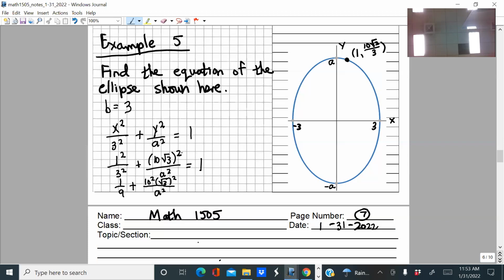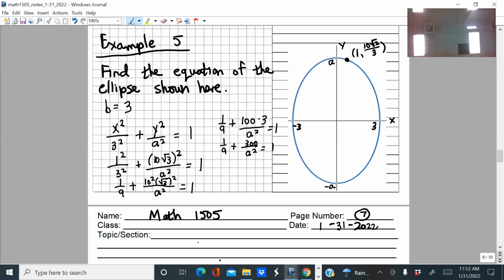Both of these factors are going to get squared. But these aren't hard numbers to square at all. What's 10 squared? 100. And what's the square root of 3 squared? 3. Yeah, don't write 9, right? The square root of 3 squared is just 3 over a squared is equal to 1. Oh, that's not too bad at all. That's 1/9 plus 300 over a squared is equal to 1.